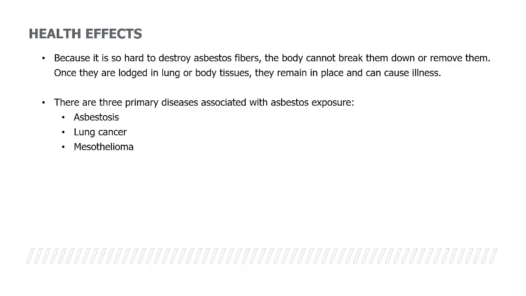Because it's so hard to destroy asbestos fibers, the body cannot break them down or remove them. So, like I said earlier, once they're lodged into your lung or body tissues, they're going to stay there, and that'll cause scarring, can cause illness, and then it can lead to a few other things. Here are listed the three primary diseases associated with asbestos exposure: asbestosis, lung cancer, and mesothelioma. Those are going to be your three most common or primary diseases associated with asbestos exposure.